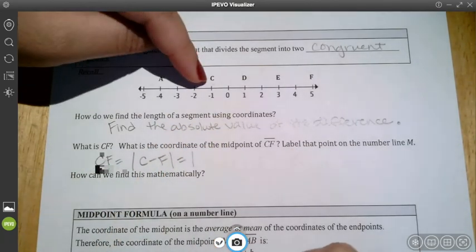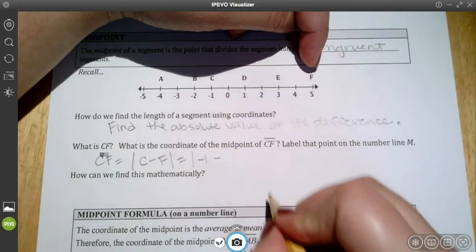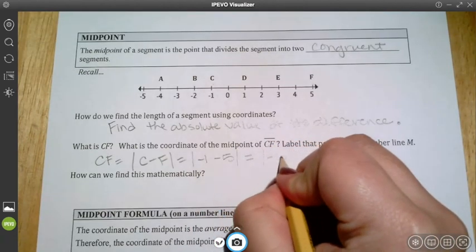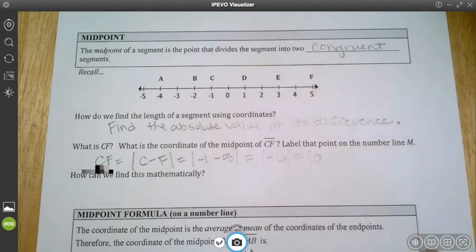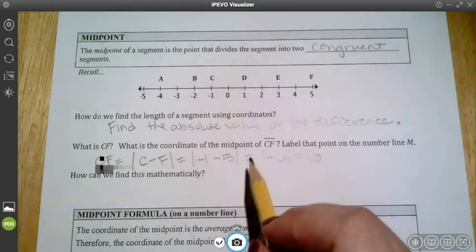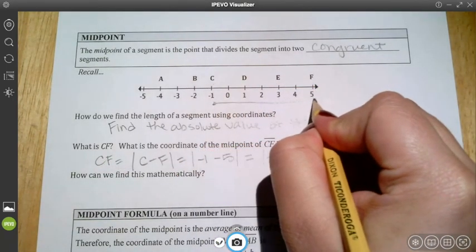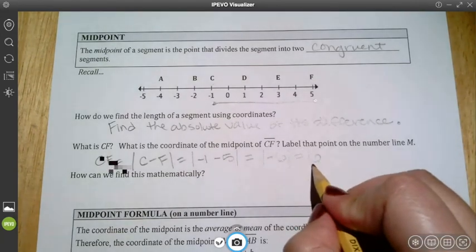Our value for C is -1. Our value for F is 5. -1 minus 5 is -6. And the absolute value of -6 is 6. Now we want to find the midpoint of segment CF. So what is the point in the middle? Well, if CF is 6 units long, then halfway in between is 3 units.